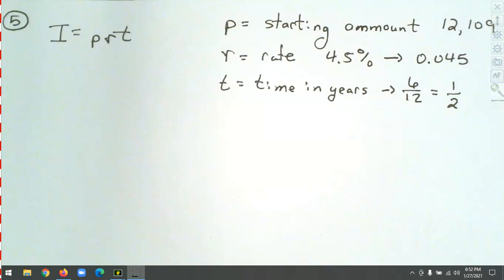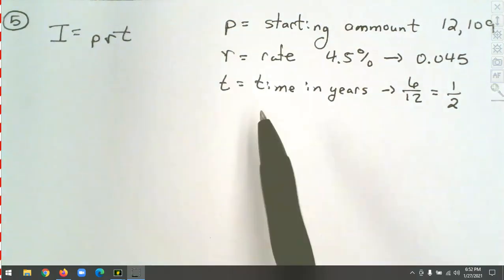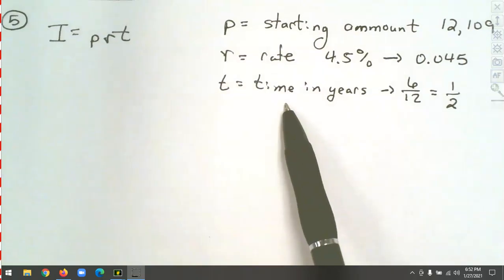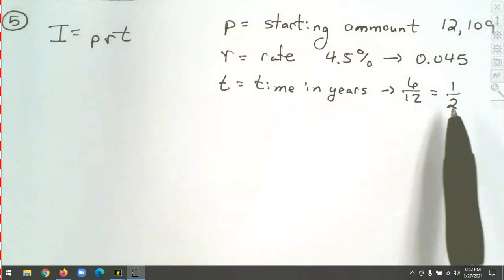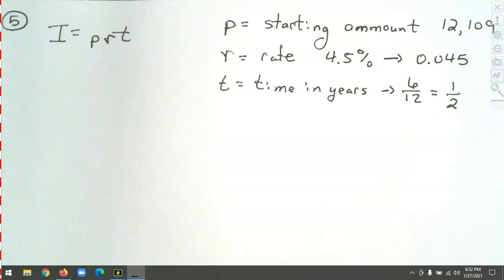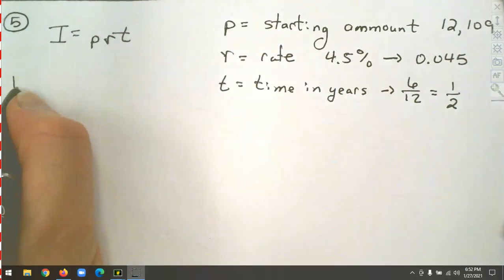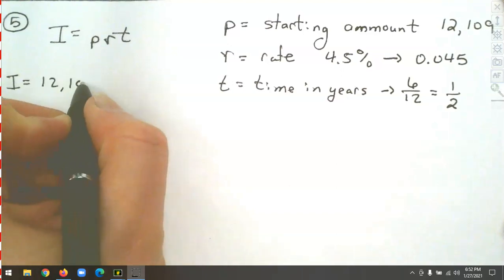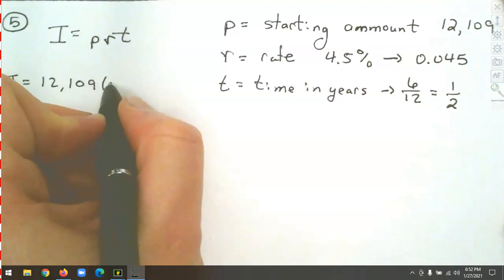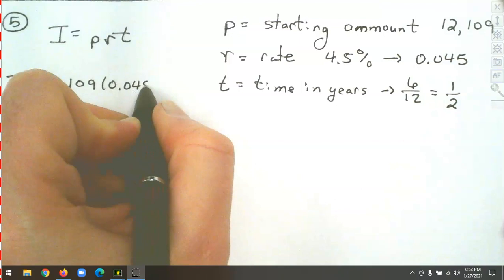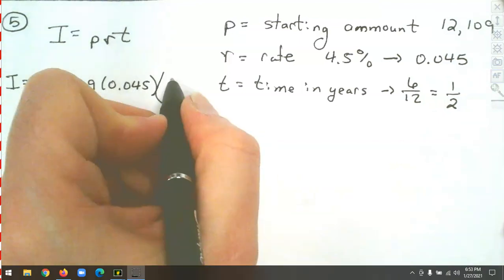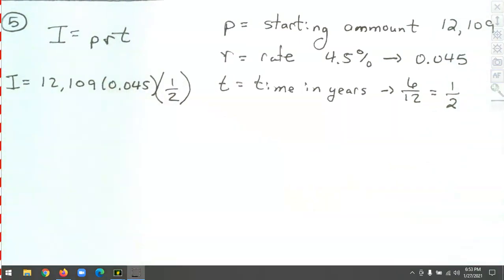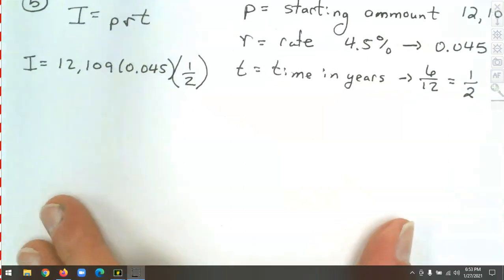Is everyone all right with that so far? The most commonly made mistake is someone will use 6 for the time. We're not using 6 years. We only want half of a year. So now we fill in our formula. I equals 12,109 times 0.045 times a half. And you could use 0.5 or you could just use the half there.